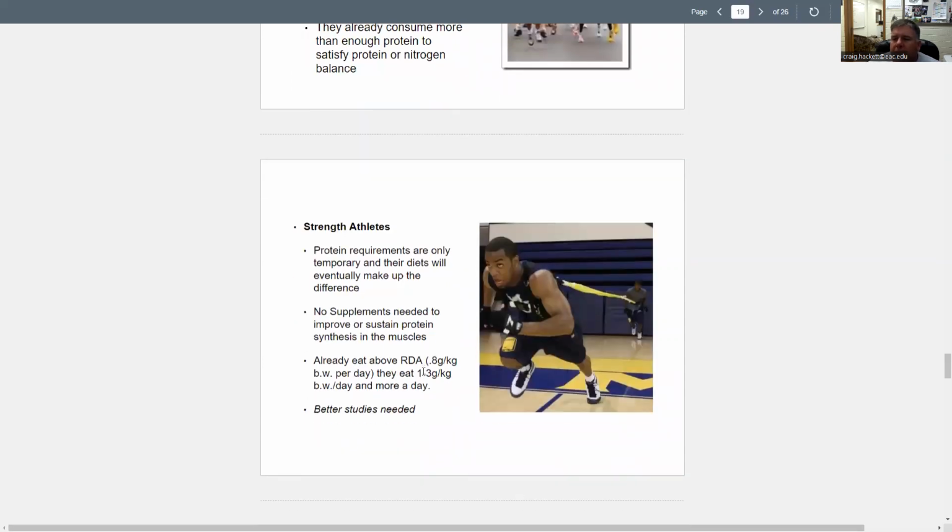Strength athletes, on the other hand, only require it temporarily. So their diets will eventually make up the difference. So you don't really need to supplement to improve or to sustain your protein synthesis, as long as you're eating a balanced diet. Now, that is on an average strength athlete. If you're bodybuilding or getting ready for the Arnold Classic and you're lifting weights twice or more a day, yeah, you probably need to protein supplement.